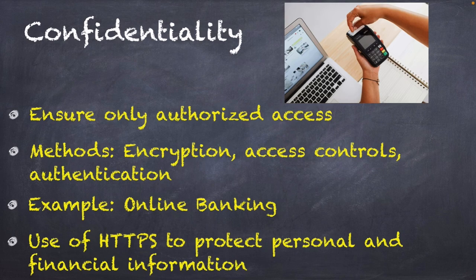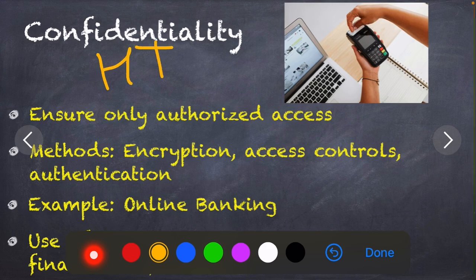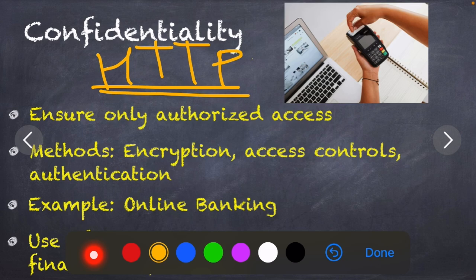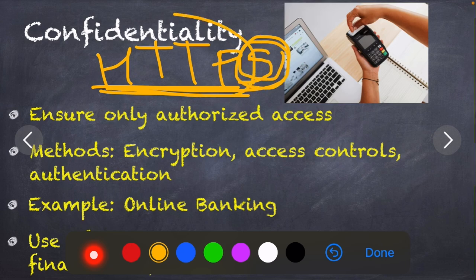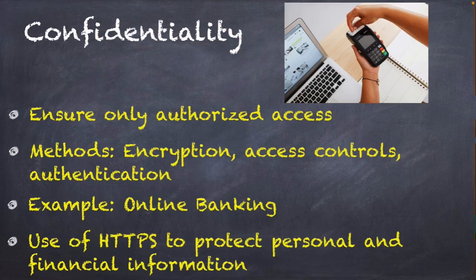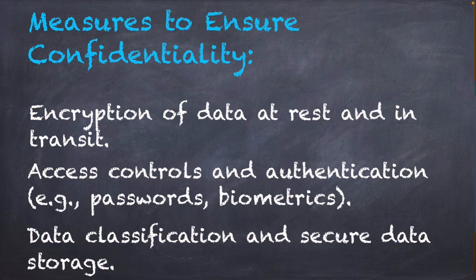Then use of HTTPS to protect personal and financial information. So what is HTTP and HTTPS? You'll always see some websites which start with http, and some websites start with https. There is a difference between HTTP and HTTPS, because HTTPS means secure hypertext transfer protocol. With the security, you can protect your website or the data which is available on that website, and the site you are accessing is secure. So use of HTTPS to protect personal and financial information is very important.